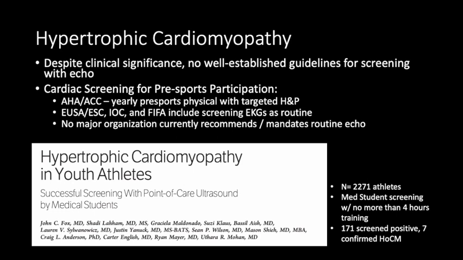So despite its clinical significance, there are currently no well-established guidelines for screening for hypertrophic cardiomyopathy with echocardiograms. Cardiac screening in pre-sports participation exams varies depending on where you live and what your guiding organization is. Here in the United States, we follow the AHA-ACC guidelines, which recommend yearly pre-sports physicals with a targeted cardiac H&P, but do not include EKGs or echoes as routine investigations for all athletes.